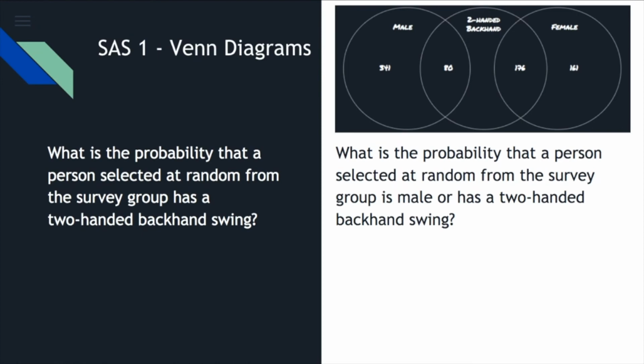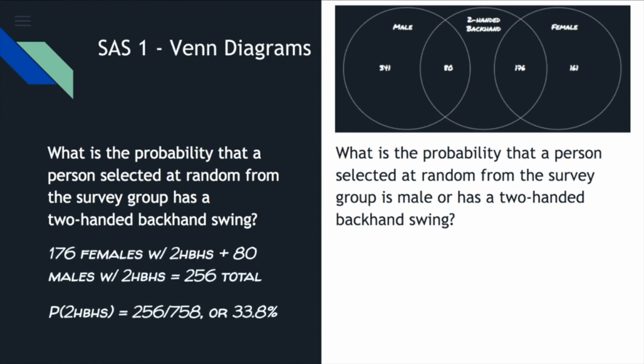What is the probability the person selected at random in the group has a two-handed backhand swing? We have to add the total of the two-handed backhand swing together. 80 plus 176 is 256, but that was given to us already. So all we have to do is put probability of 256 over 758, or 33.8%, 0.338 in decimal form.